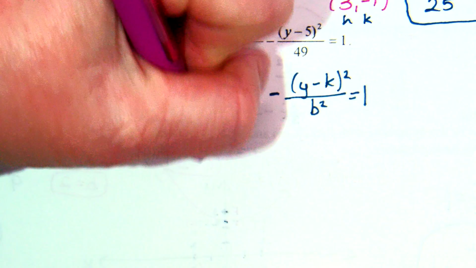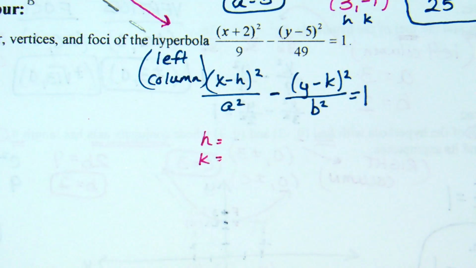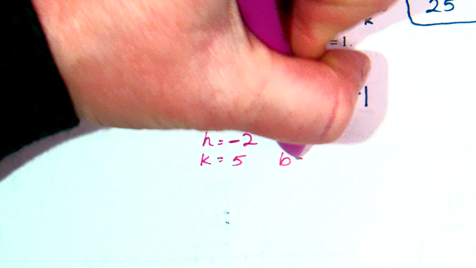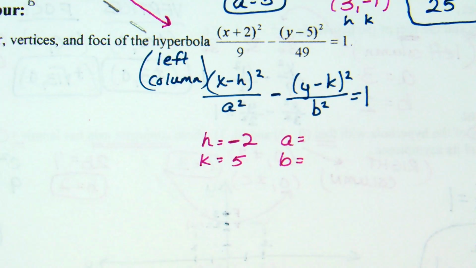H is always, no matter what, paired up with which variable? X. So if this says X plus 2, H is negative 2. K is always, no matter what, paired up with Y. Since this says Y minus 5, K is positive 5. Now, my in-class people already fell into the trap of what's A and what's B.